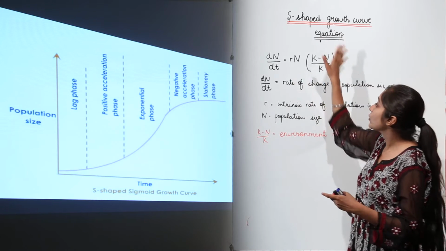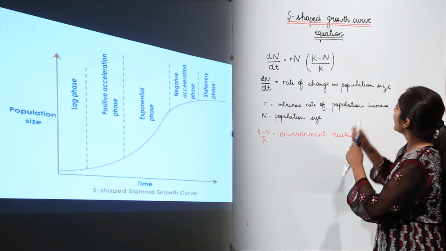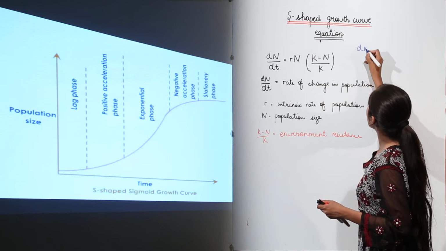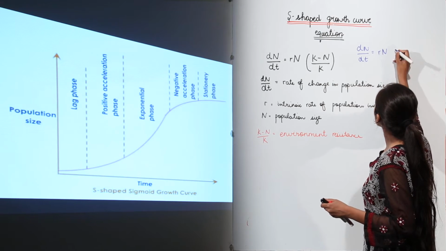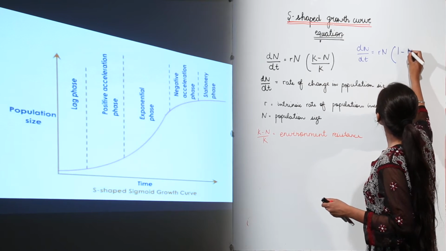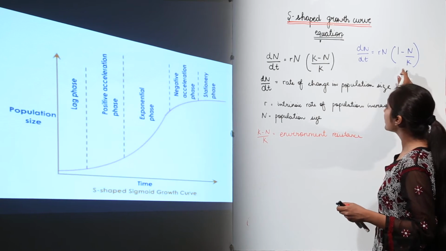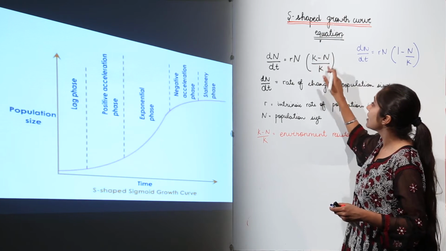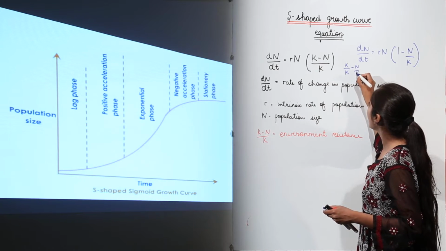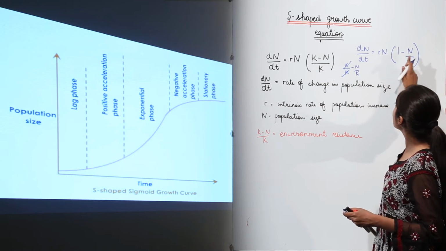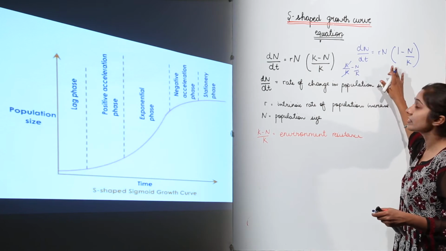So this is how this equation is represented. You can also represent this equation in a form like dN/dt = rN (1 - N/K). How have we come to this? As it is (K - N)/K, this is K/K minus N/K, which is 1 - N/K. This is how we have got this form of the equation, okay.